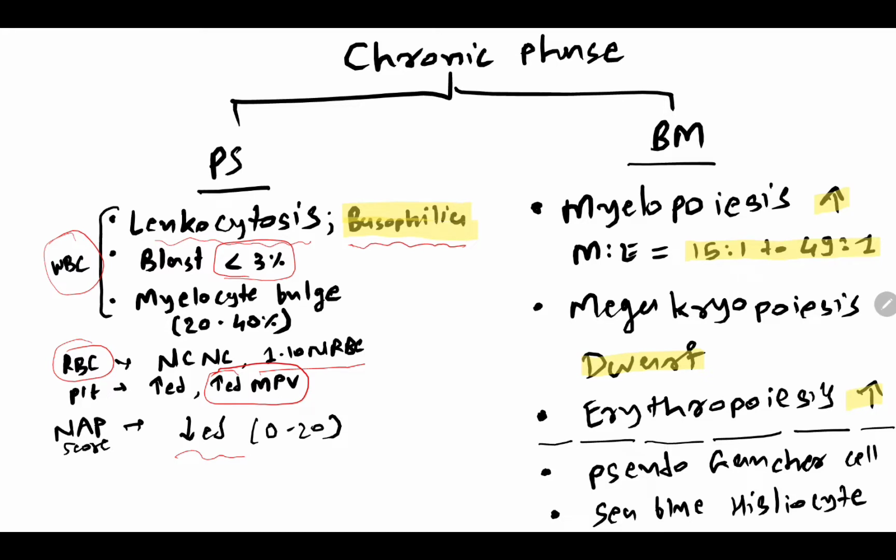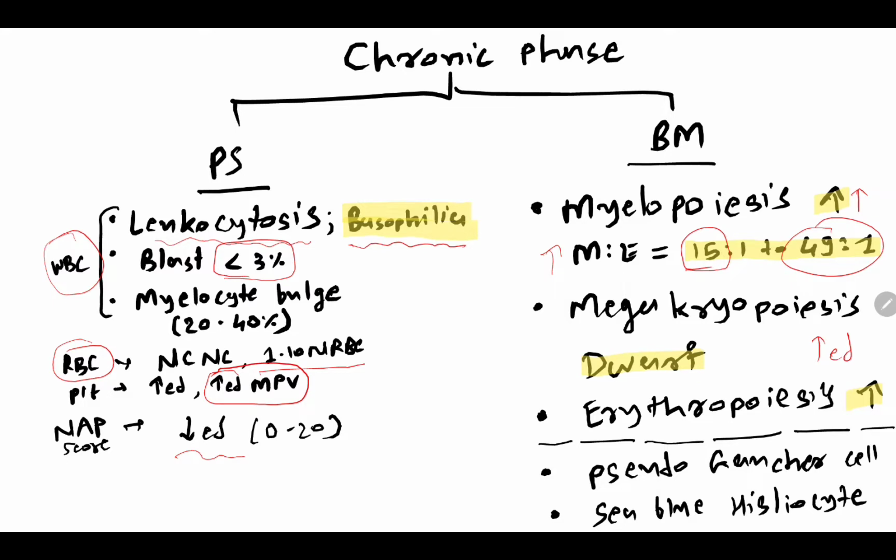Now, to look into the bone marrow, first is the myeloid series. As we all know, the myelocytic bulge, the myelopoiesis is markedly increased. So the M:E ratio is also increased, ranging from 15:1 to 49:1. Megakaryopoiesis: there are dwarf megakaryocytes seen on bone marrow examination, and they are also increased in number.